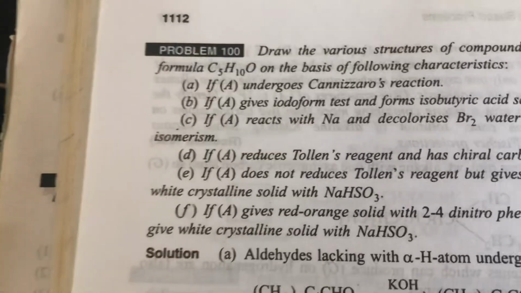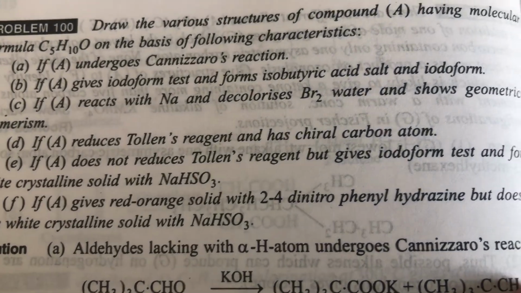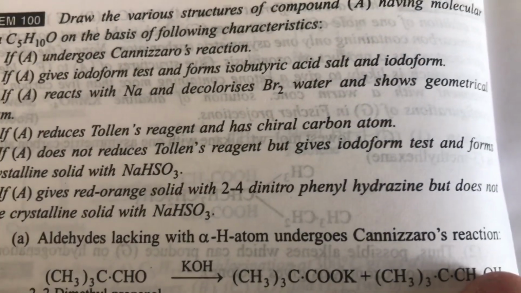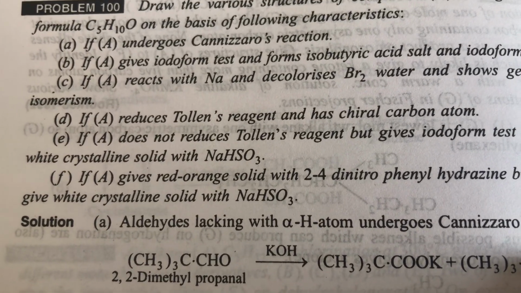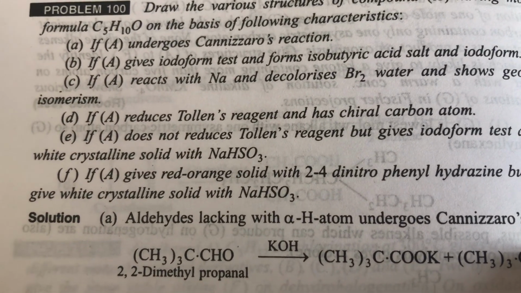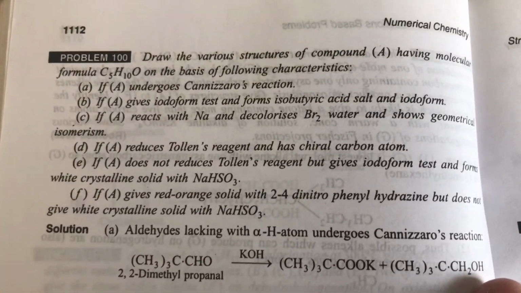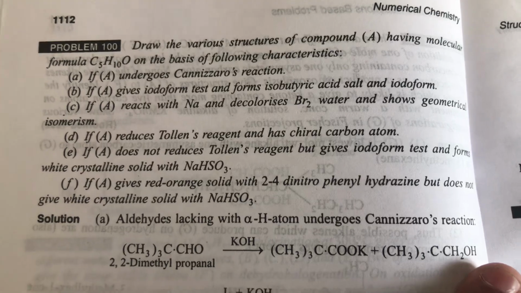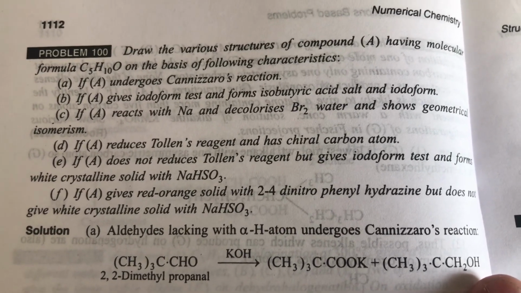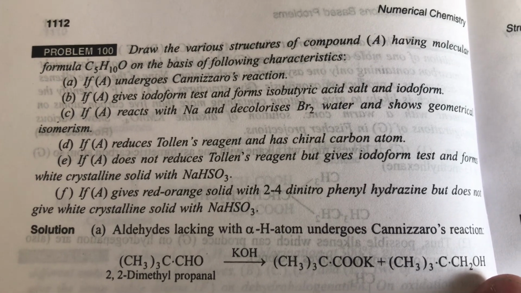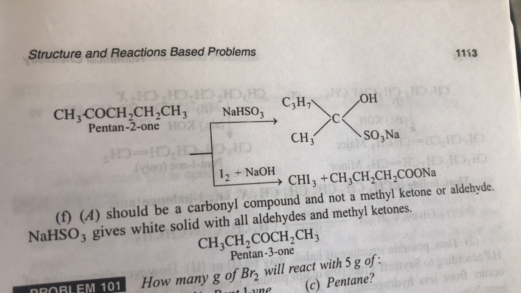Now last but not the least, F. If A gives red orange solid with 2,4-dinitrophenylhydrazine, that means it is having a carbonyl group, but does not give white precipitate, crystalline solid, with sodium bisulfite. My God, this is really a fantastic one. That means it is a more substituted ketone, right? Because the 2,4-DNP test it is giving, but least reactive ketones do not give white precipitate. So you can see this is your pentan-3-one.